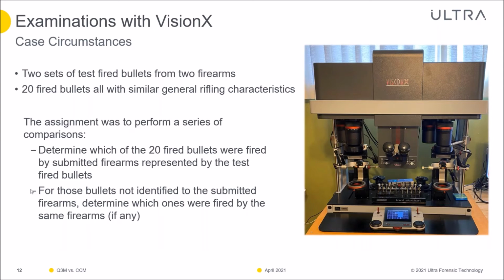The case circumstances, as I understood them from Andy, were that I would receive 2 sets of test fire bullets from 2 different firearms, and then I would receive 20 fired bullets, all with similar general rifling characteristics. And my assignment, should I choose to accept it, and I did, was to perform a series of comparisons. I wanted to determine which of the 20 fired bullets were fired by submitted firearms represented by the test fired bullets. And for those bullets not identified to the submitted firearms, I wanted to determine which ones were fired by the same firearms, if any. And there on the screen, you can see that I was using a Vision X microscope for this purpose.